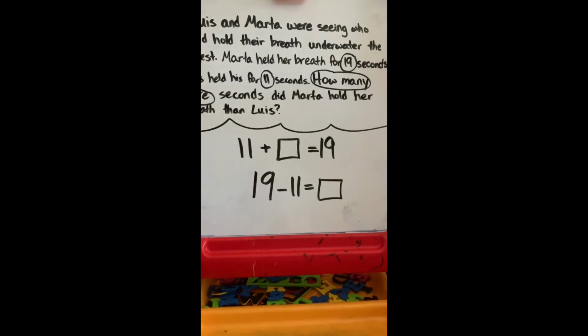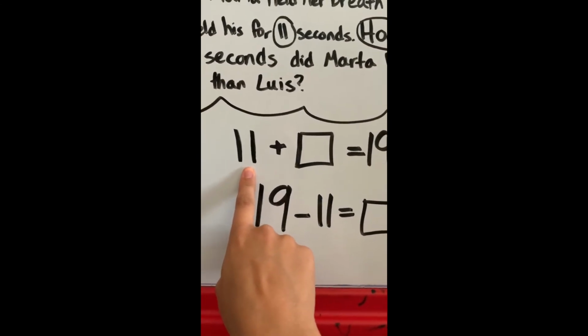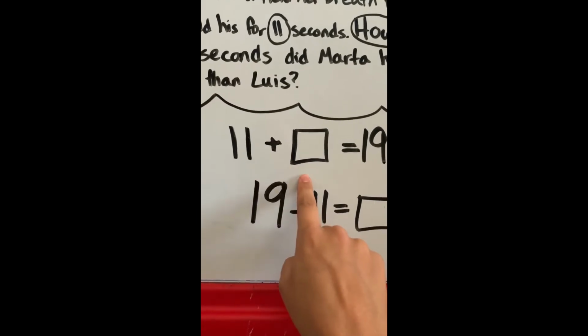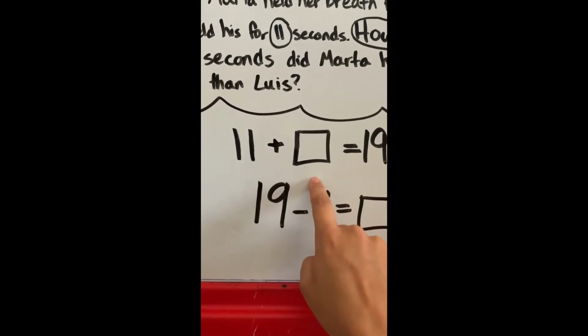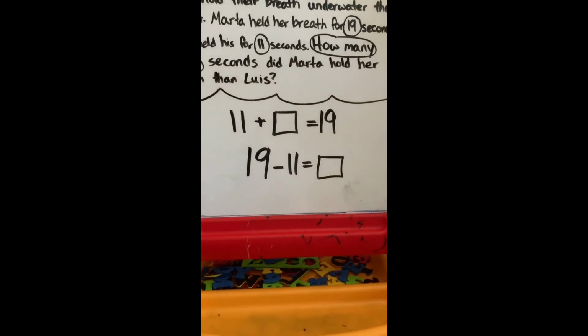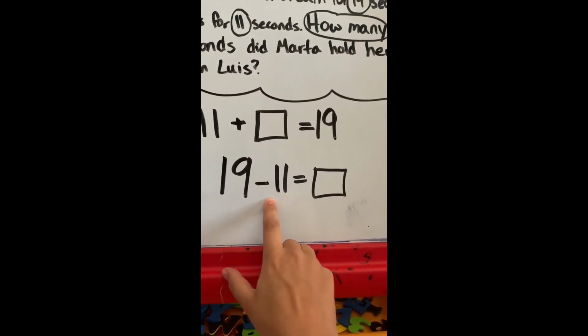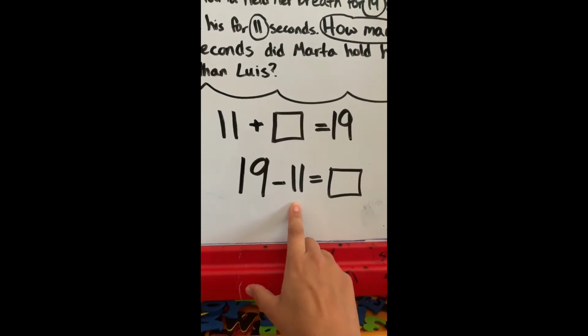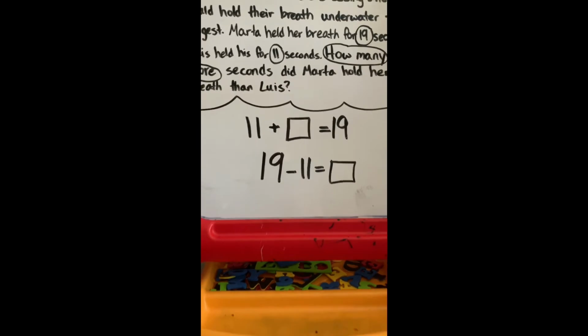So to do that, I can set it up as a plus. I can take Luis's number, plus here's our unknown. So we're gonna leave a box and see how many more we would need to get up to 19, Marta's number. Or I could solve it as a minus. I can take Marta's number, 19. I can subtract Luis's number, and that will tell me how many more. So look at where my box is in this problem.